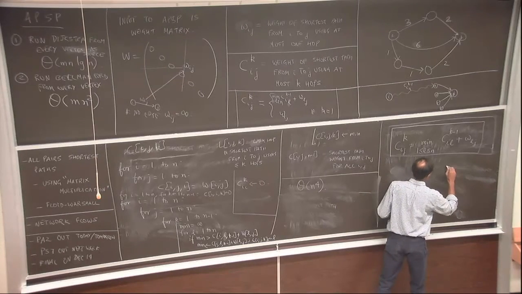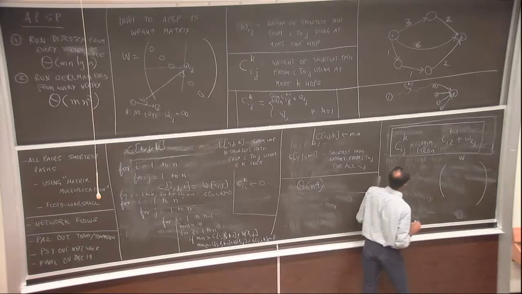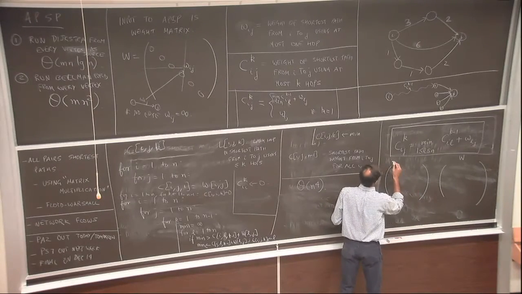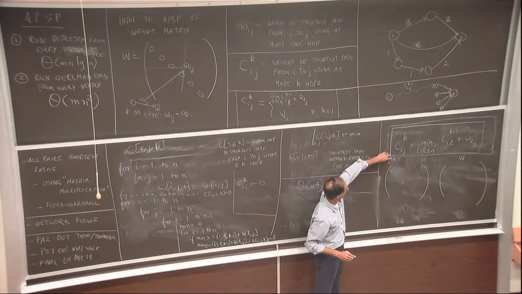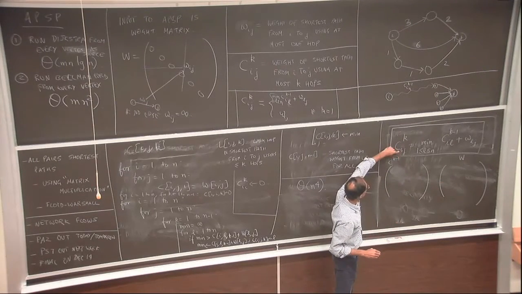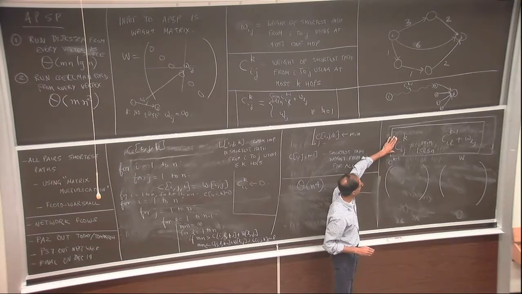So I have this weight matrix, and I have this C k minus 1 matrix. This is my weight matrix. In order to calculate the ijth entry of my new matrix, what am I doing?